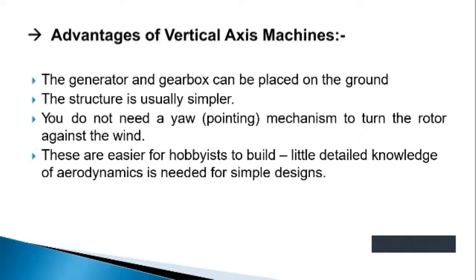You do not need a yaw or pointing mechanism to turn the rotor against the wind. It is again a big advantage of vertical axis wind turbines, because we install these turbines vertically. That's why, with wind coming from any direction, we can generate power. We do not need to change the direction of the rotor blades. That's why it does not require yaw control methods or a yaw control mechanism.